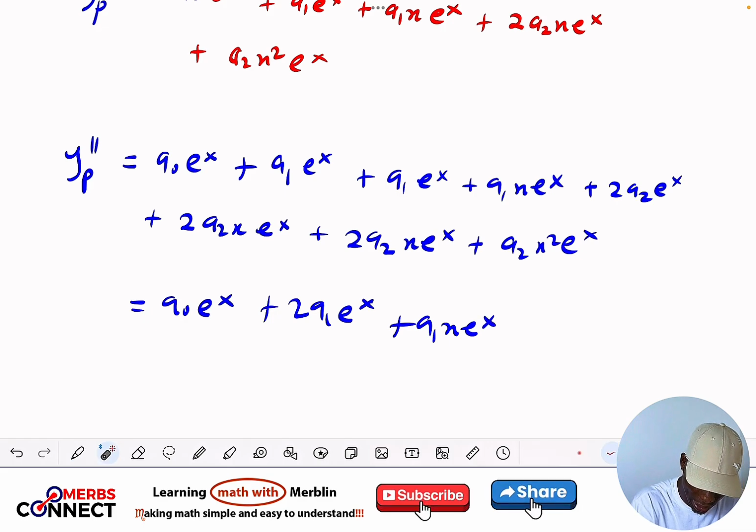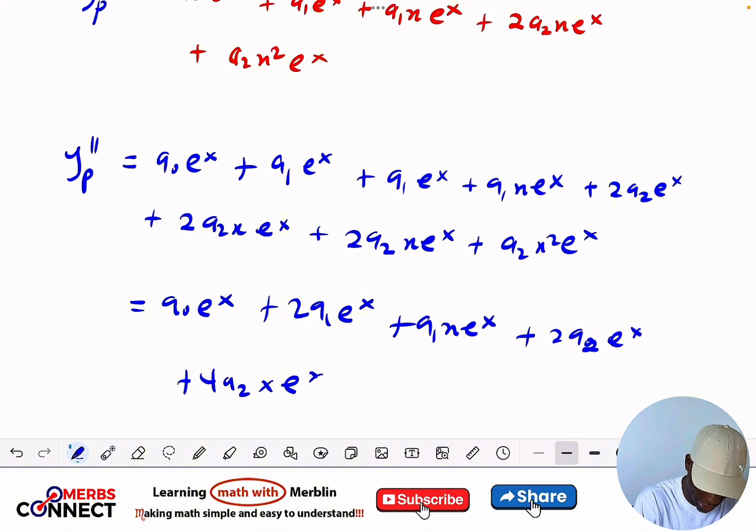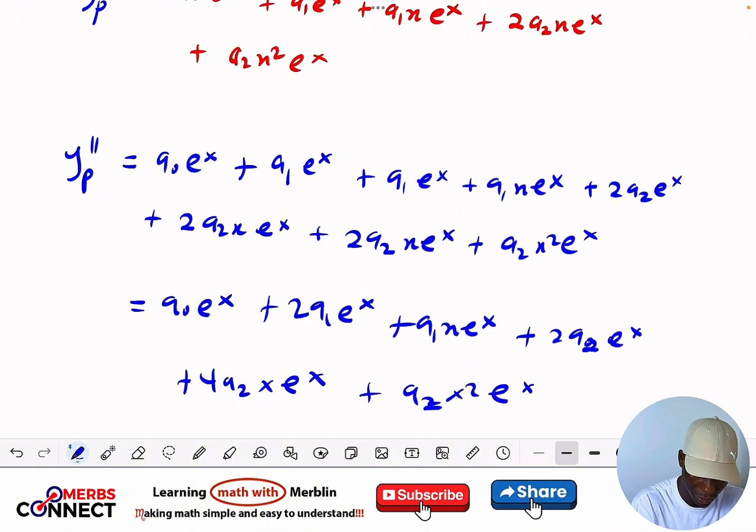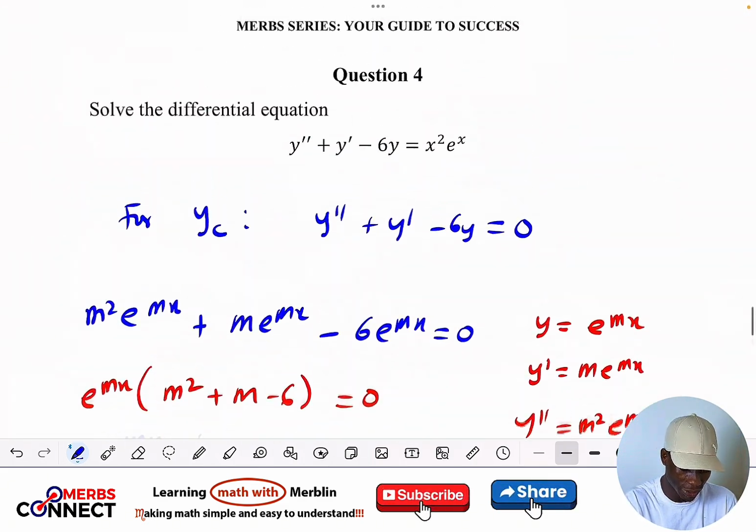Then I think I can add this guy and this guy together. So I'm going to have plus 2a2 e to the power x. Then when I add this and this, are they the same? Yeah. I'm going to have plus 4a2 x e to the power x plus a2 x squared e to the power x. So now let's go and plug this one inside the original equation.